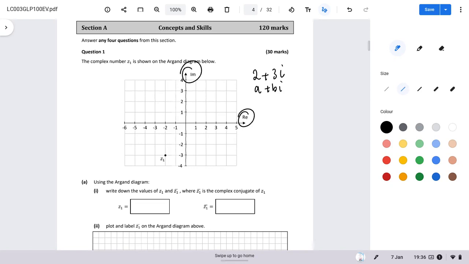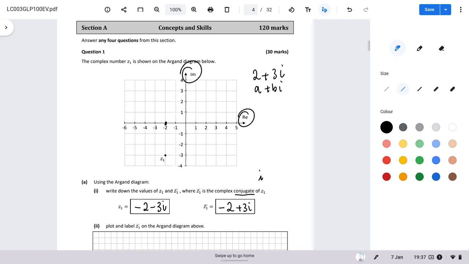So write down the values of Z1. Now Z1, we're minus 2 across and we're minus 3 down. The way they write that is minus 2 minus 3i. And then this thing, Z1 with a cap, I always say Z1 conjugate. What you do for the conjugate is change the sign of the imaginary part only. So change the sign of the imaginary part, it becomes minus 2 plus 3i.